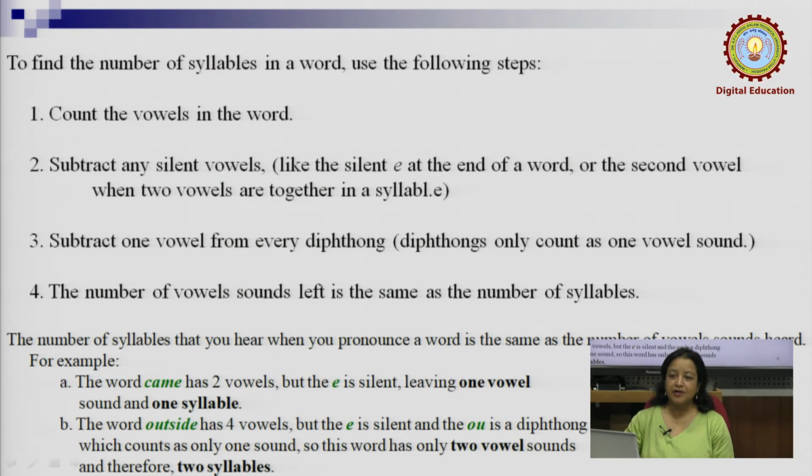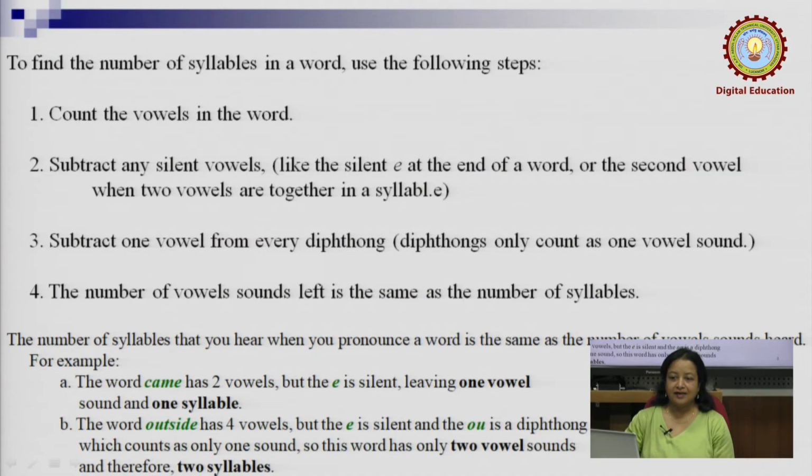To find the number of syllables in a word, use the following steps. Number 1, count the vowels in the word. Subtract any silent vowel like the silent E at the end of a word, or the second vowel when 2 vowels are together in a syllable. Subtract 1 vowel from every diphthong. A diphthong is a combination of 2 vowels. The number of vowel sounds left is the same as the number of syllables.